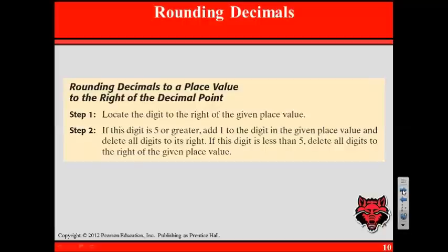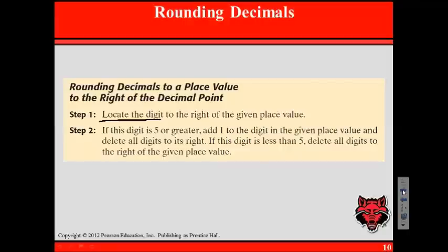Now let's talk about rounding decimals to a specific place value. This is a two-step process. Step one, and this is very important, this is the part where most people have trouble, if they have any trouble at all rounding decimals. We have to locate the correct digit. If we want to round to the tenths place, we have to be able to locate the tenths place. If we want to round to the hundredths place, we have to be able to locate the hundredths place, and so on.